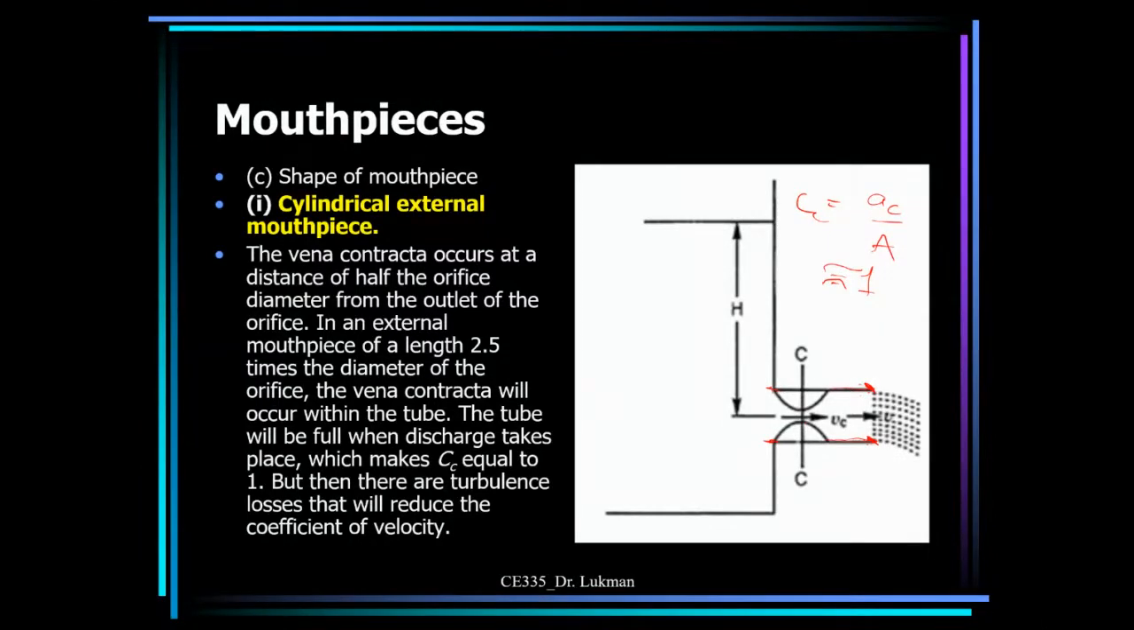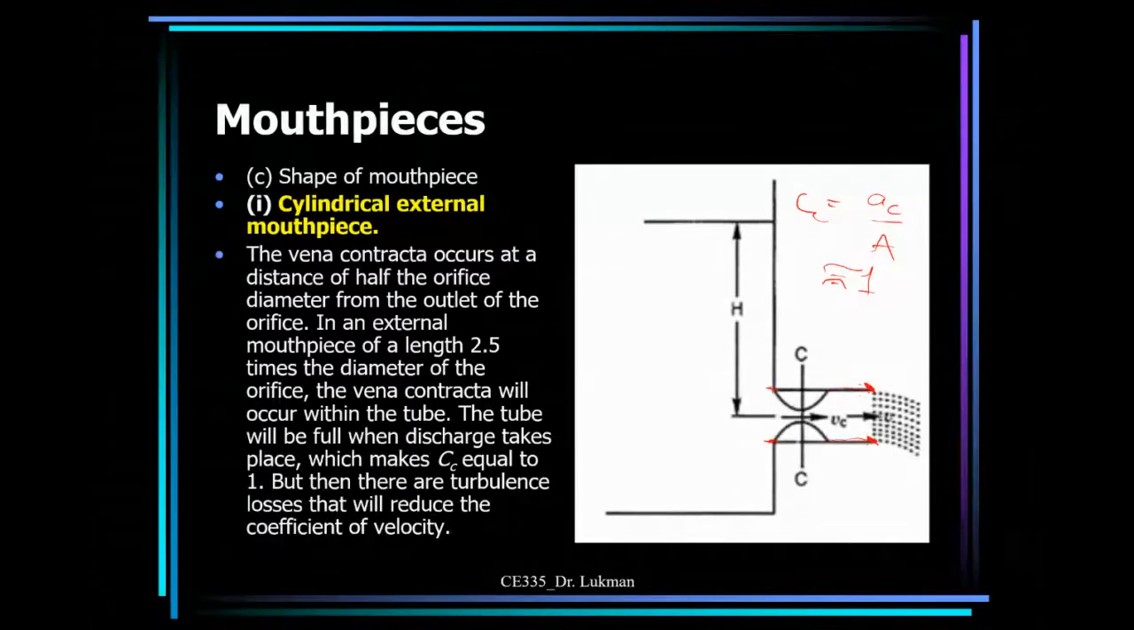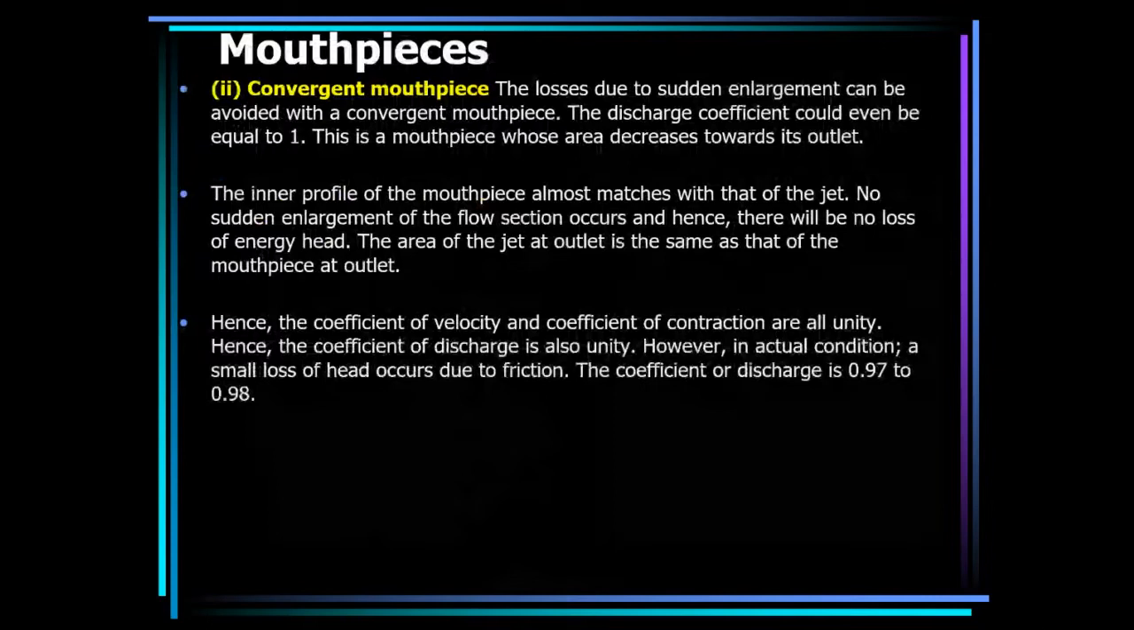But then there are turbulence losses that will reduce the coefficient of velocity, okay. We have the velocity here, so turbulent losses will reduce the coefficient of velocity, but the coefficient of contraction will be almost equal to 1, okay, in this case.